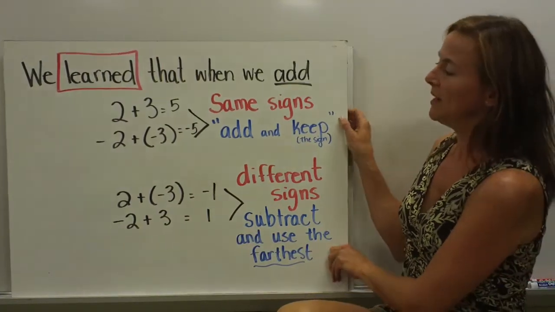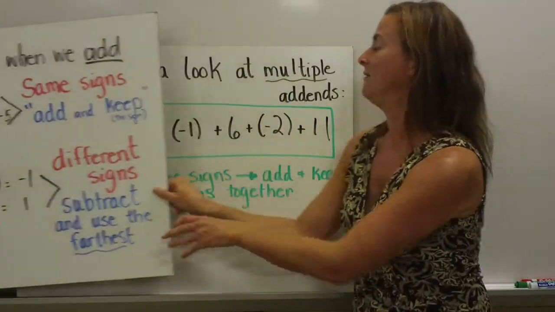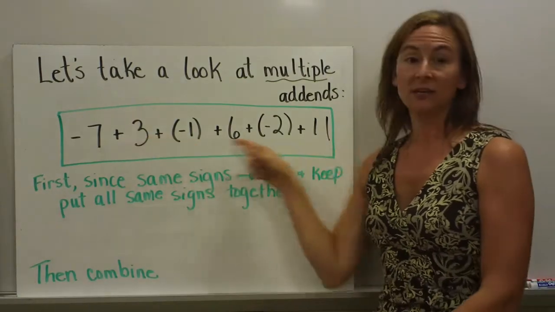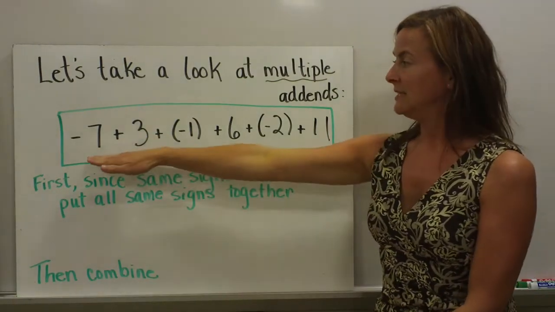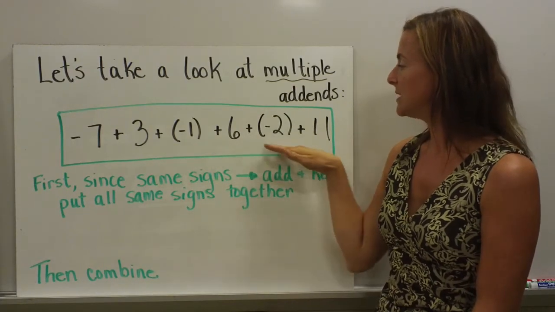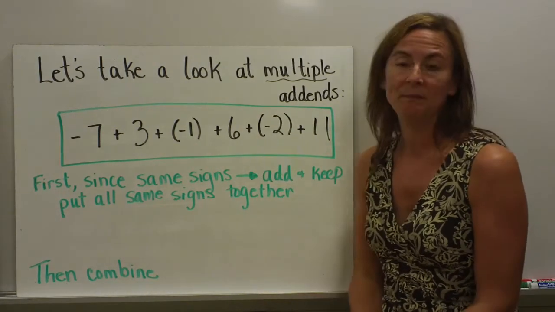Let's take a look at what we do when we have multiple atoms. So here's our example problem. -7 plus 3 plus a -1 plus 6 plus a -2 plus 11.